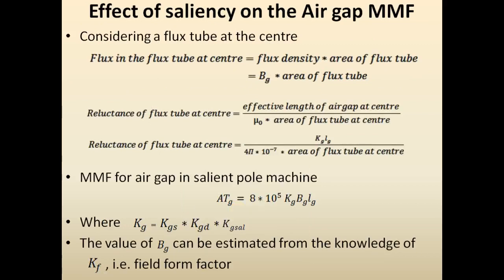In the case of salient pole machine, in the relation for air gap MMF, the term which you are using there is Bg. Hence the relation is ATg, indicating the air gap MMF in salient pole machine, equal to 8 into 10 raised to 5 Kg Bg into lg. Next you have to see how to find out the value of Bg, that is the flux density at the center of the pole.